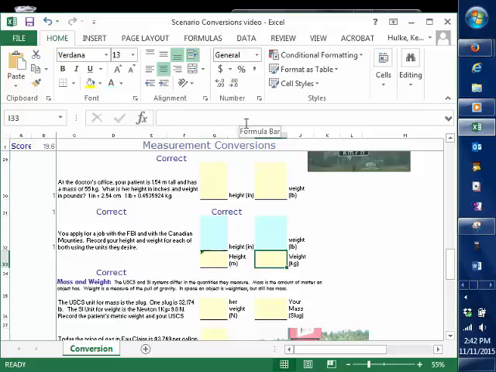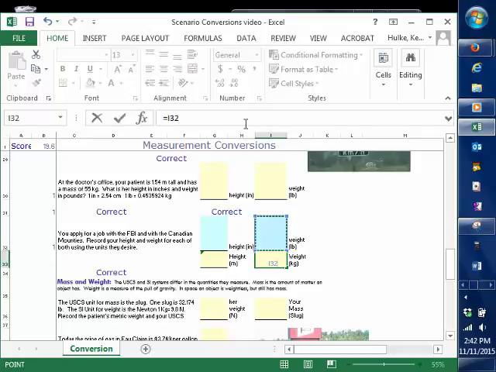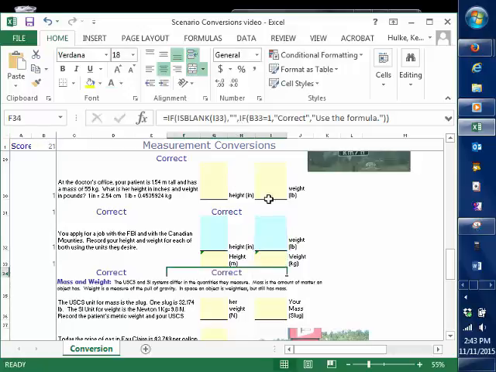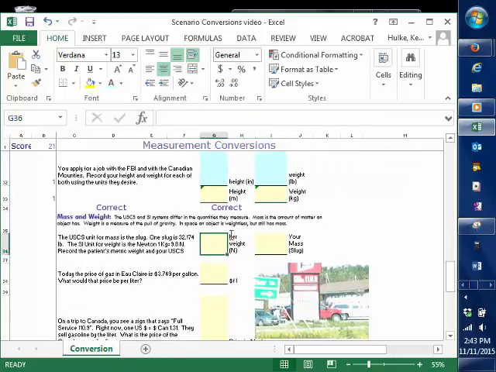Same thing for weight. I take my weight in pounds, and since 1 pound is 0.4535924 kilograms, if I want to convert that into kilograms, I'm going to have to multiply it by that number, 0.4535924, and I get my weight in kilograms. Next.